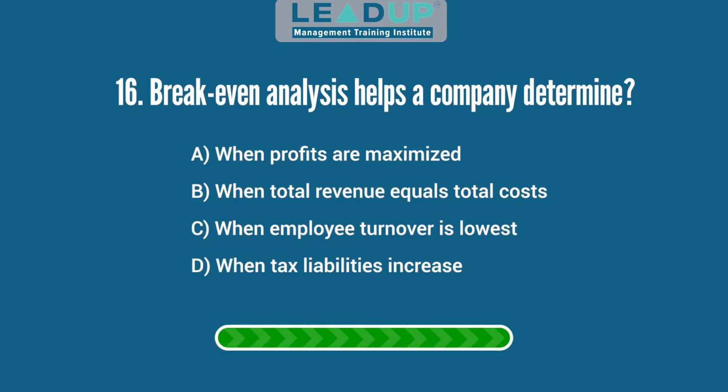Question 16. Break-even analysis helps a company determine A. When profits are maximized. B. When total revenue equals total costs. C. When employee turnover is lowest. And D. When tax liabilities increase. Answer: when total revenue equals total costs.